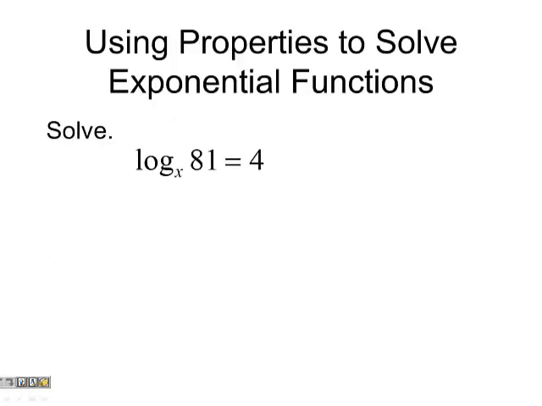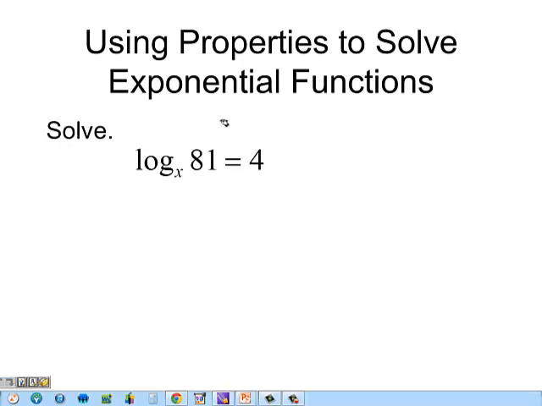Alright, so now let's begin our solving problems here. We're going to solve this, and we're going to have this as x, and we know that we can use the antilog. The antilog would be the base of x. You turn both of these into exponents. These cancel. That means 81 is equal to x to the 4th power. So, I want to know what number to the 4th power would give me 81.